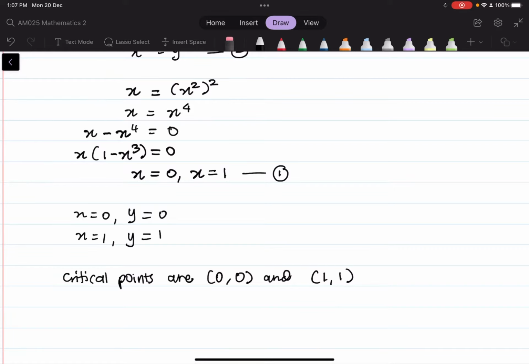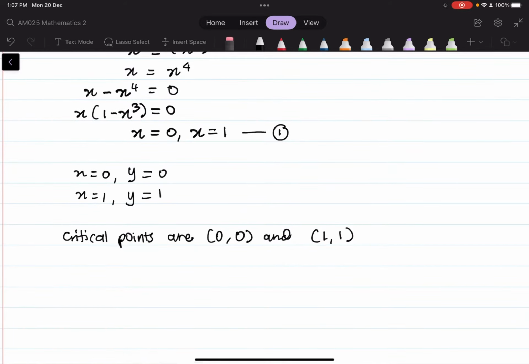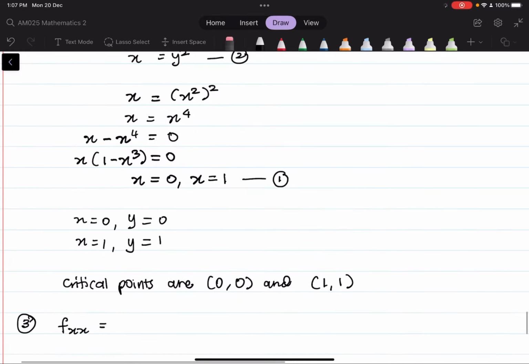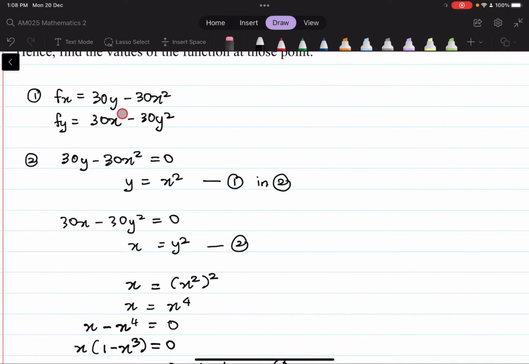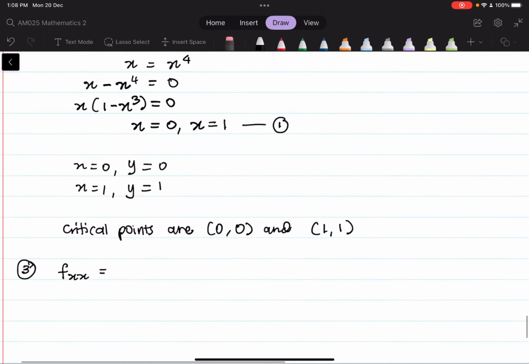So the next step is we're going to find the second order partial derivative, f sub xx. So differentiate 30y - 30x² with respect to x. Differentiate 30y with respect to x is 0. Differentiate negative 30x² with respect to x, negative 60x.